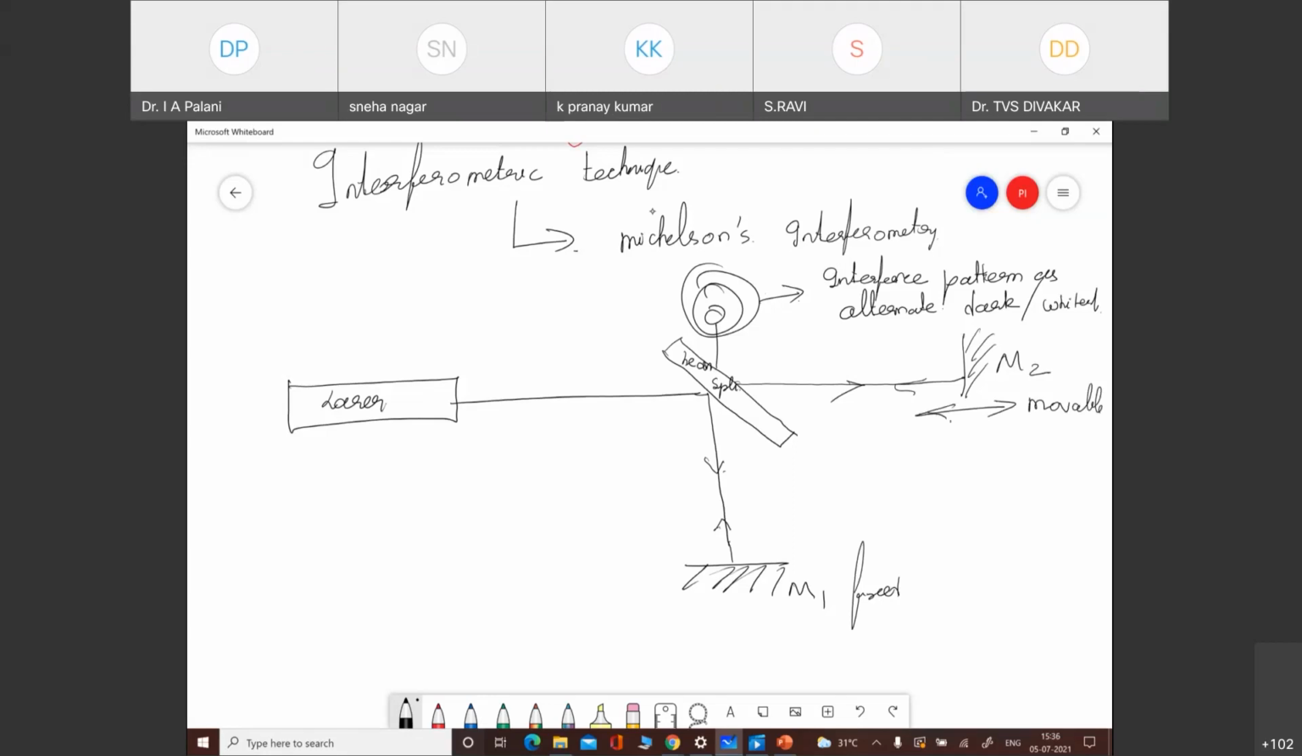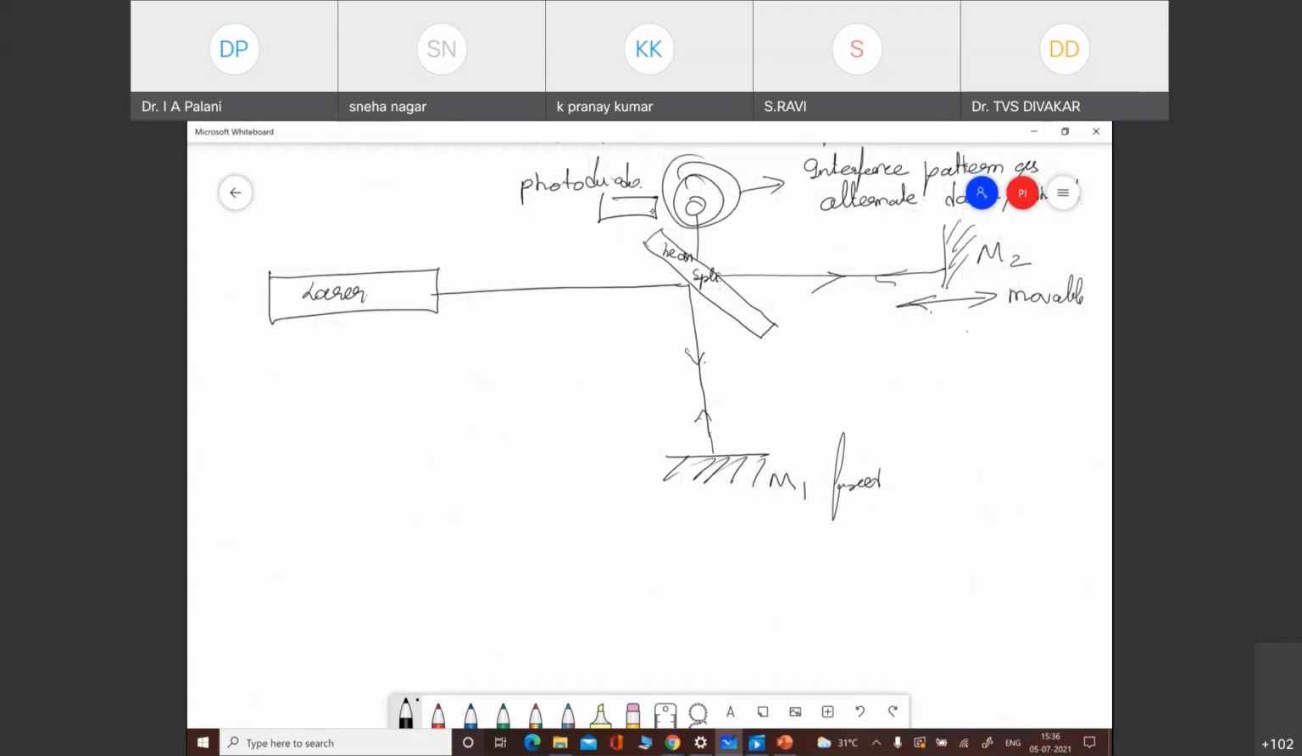When I move the mirror, obviously there is going to be a change in fringe. This fringe is captured using a photodiode. Using this photodiode, I am trying to capture the amount of variation coming out of it. With respect to the amount of variation, you can study the displacement happening in this movable mirror.